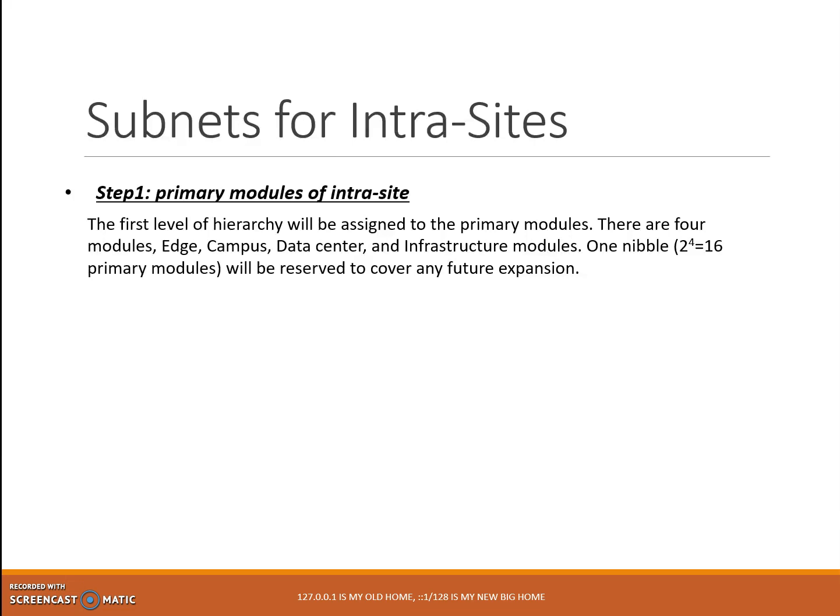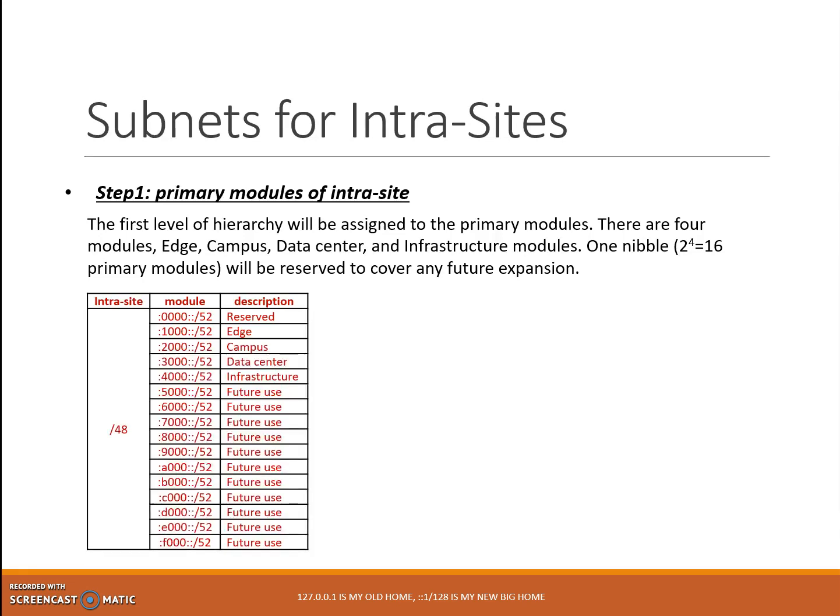First step, we will go for the primary modules of the intra-sites. The first level of hierarchy will be assigned to the primary module. There are 4 modules as we saw before: edge, campus, data center, and infrastructure module. One nibble, which will provide 16 primary modules, will be reserved to cover any future expansion. We have 4, but we will reserve 16 for future expansion.